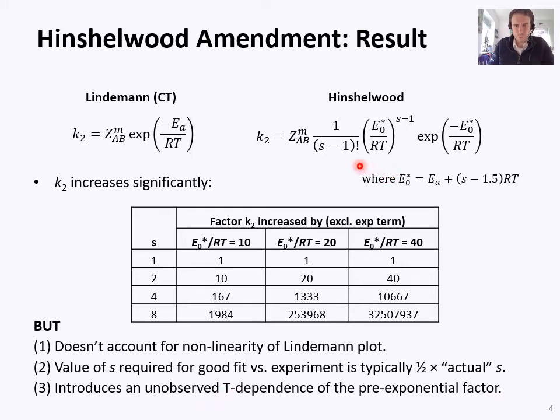And the final problem is that this Z term here is proportional to T to the half, and that's collision theory. But you now have a new temperature dependence coming into the pre-exponential factor, and this is not observed by experiment. This again isn't satisfactory because we don't have any experimental evidence for such a temperature dependence. That suggests that this term isn't quite right, even though it's doing the right thing.